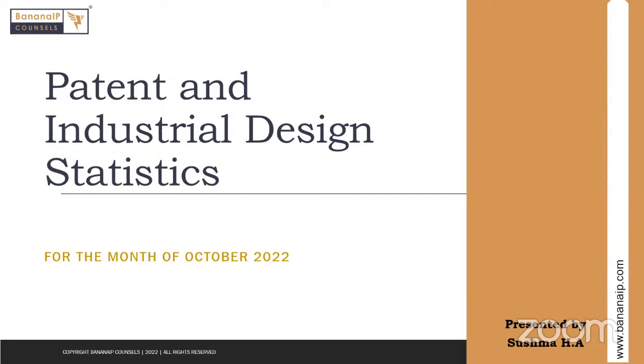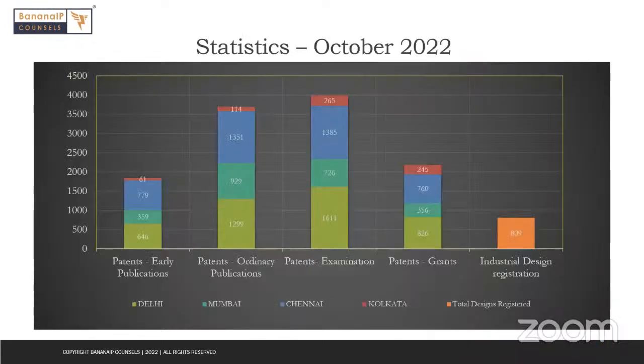The patent and industrial design statistics for the month of October are presented here in the graph. A total of 5,538 patent applications were published last month, out of which 1,845 account for early publication and the remaining 3,693 account for ordinary publication. It is notable that the Chennai Patent Office has the highest number of early publications and ordinary publications, with 779 early publications and 1,351 ordinary publications.